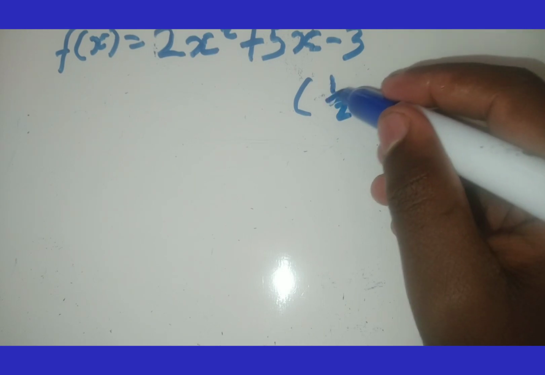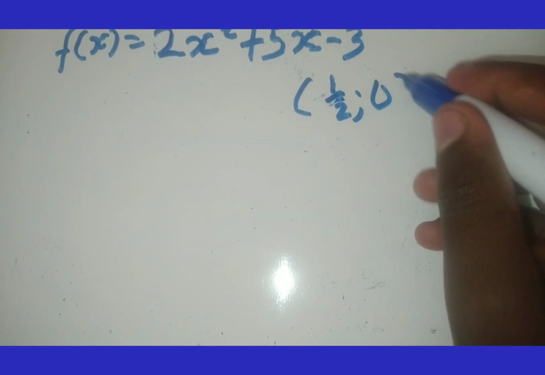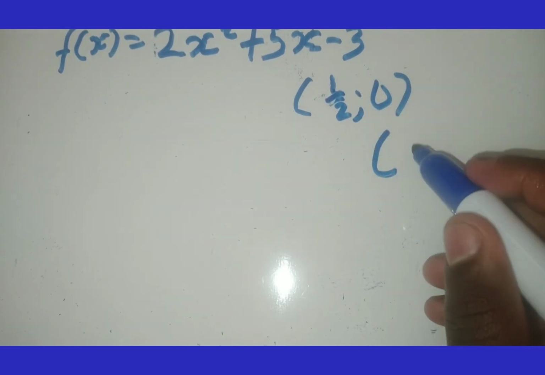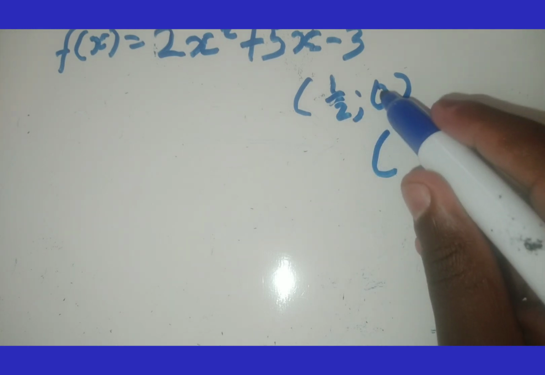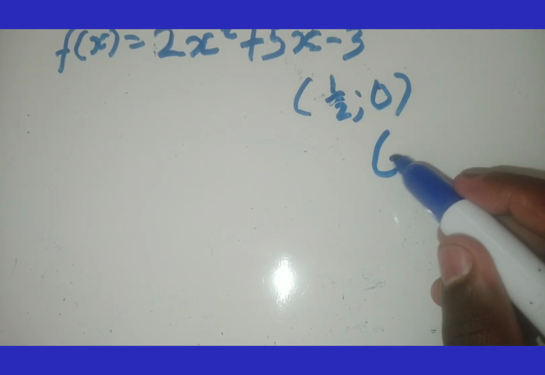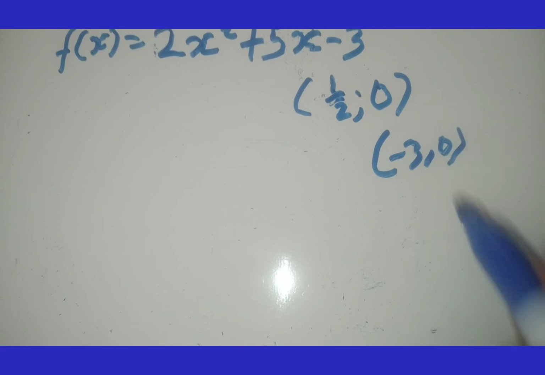So if x is equal to half and y is 0, those are our x-intercepts. When y is 0, x is half, and also when x is -3 and y is 0. My advice is to write it in coordinate form. So these are our two x-intercepts.